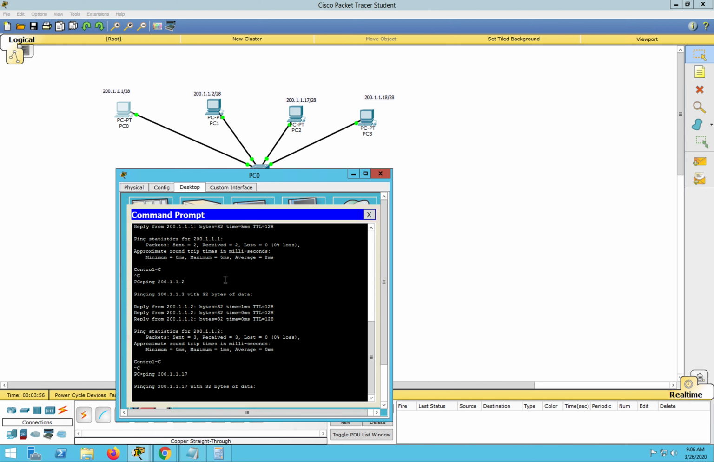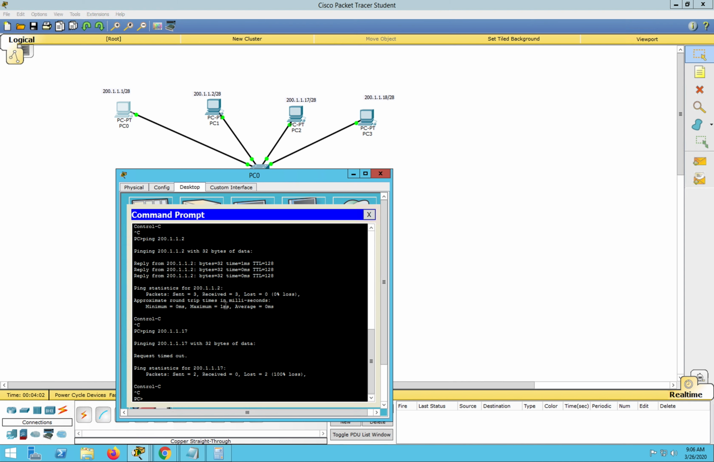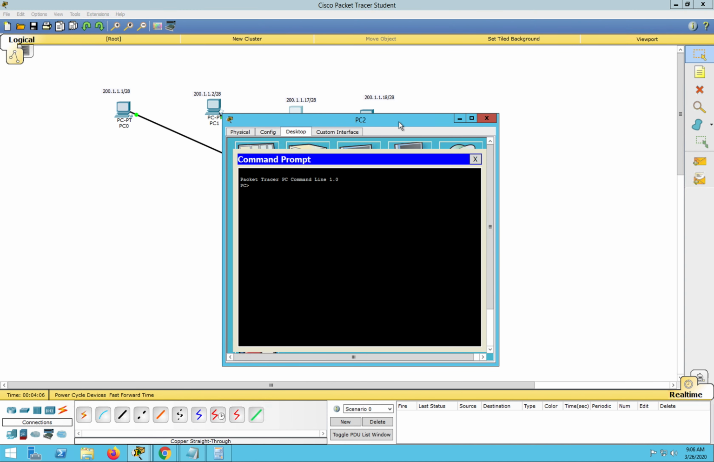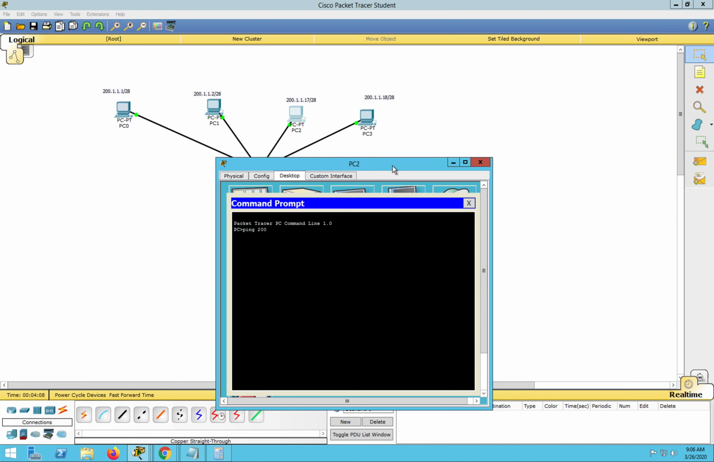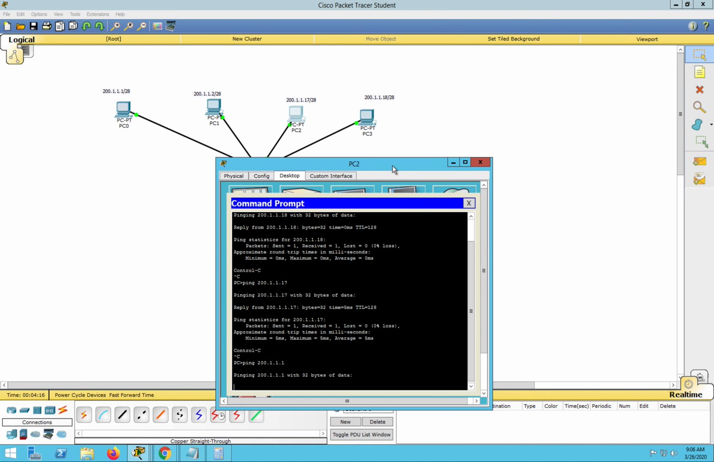And take a look at this. Notice that this 200.1.1.17 will not work. So you might say, okay, well, maybe something is wrong. But you know what? Let me open up this one and try pinging 200.1.1.18. And guess what? I can do that, and I can also ping myself. But can I ping number 1? And the answer is no.